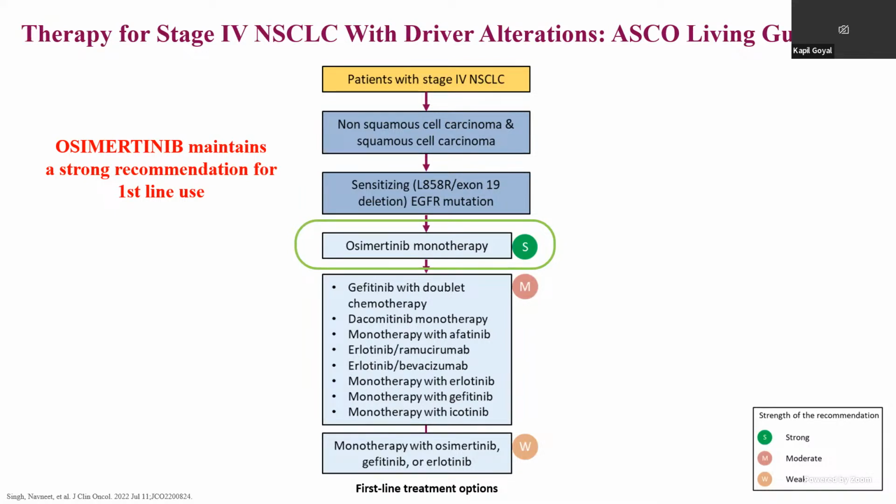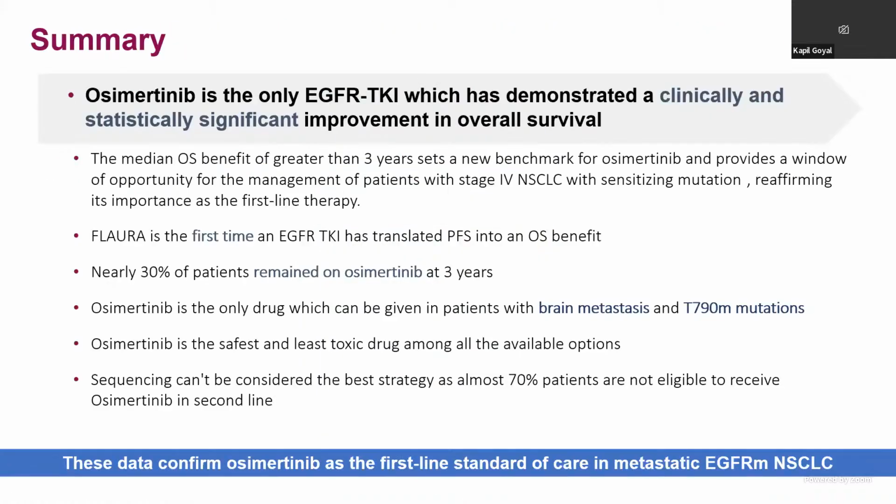We had a trial from Tata Memorial about this. Other options are dacomitinib monotherapy or afatinib monotherapy. Other weaker combinations are erlotinib with ramucirumab or bevacizumab. For the weak recommendation, monotherapy with osimertinib, gefitinib, or erlotinib combinations are the first line treatment options.